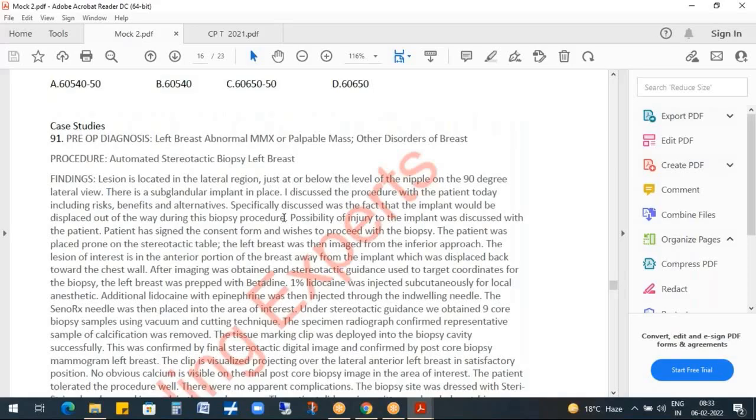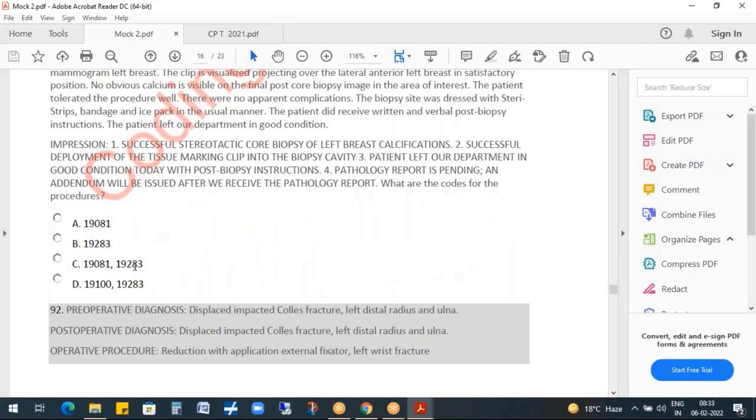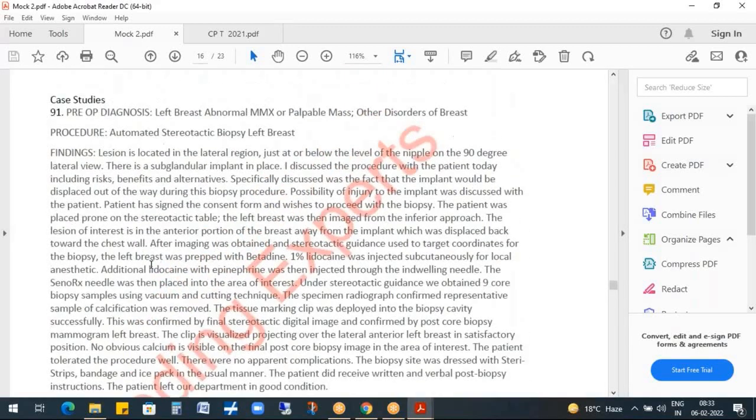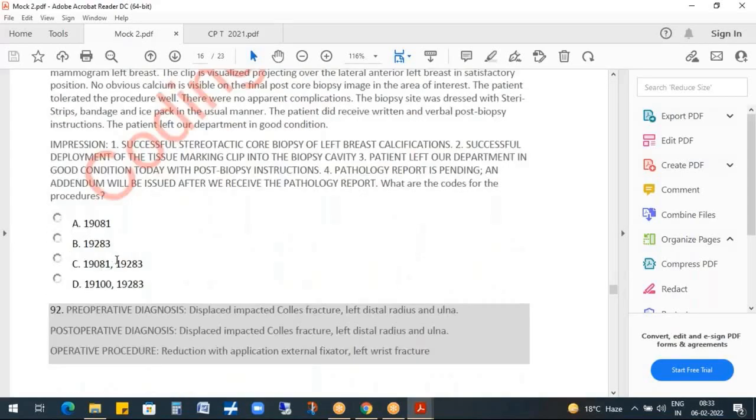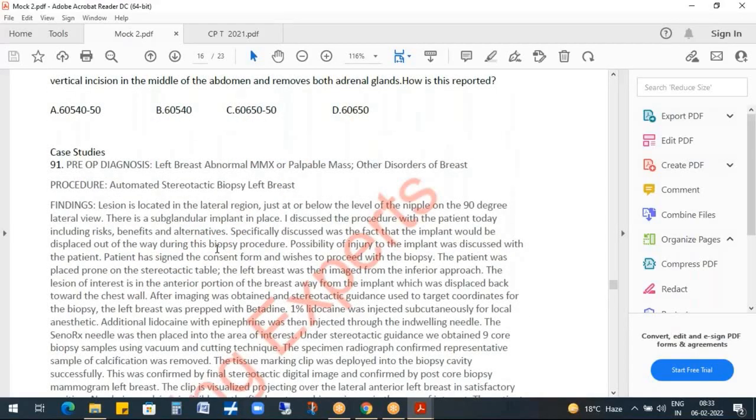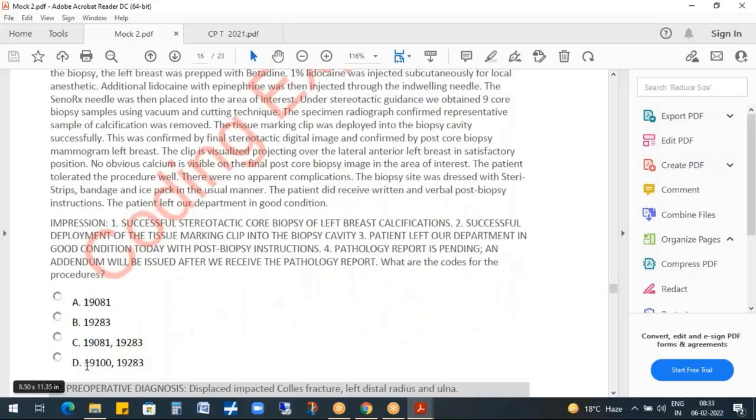Okay, 91. Any doubt? Read the code description first. When you are doing these big questions, first try to see the procedure name, read the code description, and then go for the answer and the scenario. If you read the procedure performed, stereotactic biopsy from left breast, then rule out option D, rule out option C, and rule out option A, then stereotactic biopsy comes under 19283. Yes or no? Understood everyone? Those who scored out of 10 minimum 7, they are going good, they are coding good. Less than 5, need to think everyone.